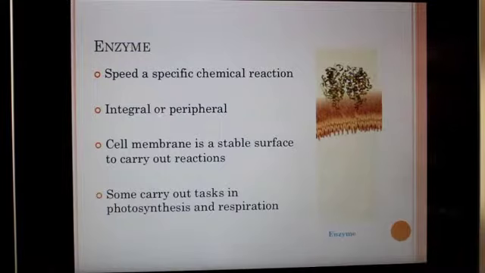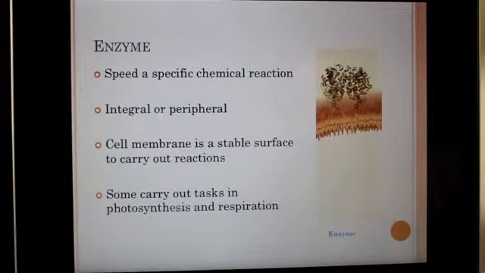Enzymes are another thing you can find on the surface of the cell. These are a special type of protein that helps speed up a chemical reaction. They can be integral or peripheral, so they can be permanent or short-term. And they are here because the cell membrane is a stable surface to carry out reactions. It's like having a table to do the reaction on. And some of these carry out tasks in photosynthesis and respiration, which we'll learn about in the next unit.